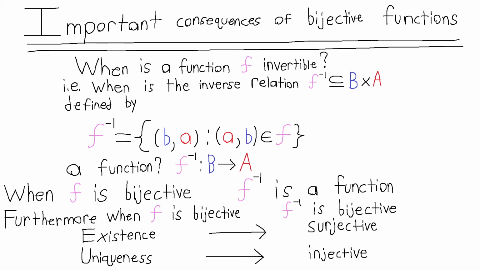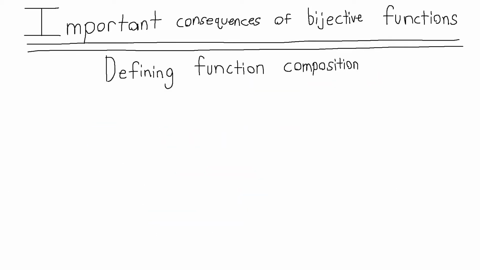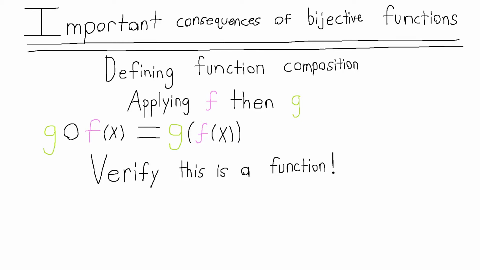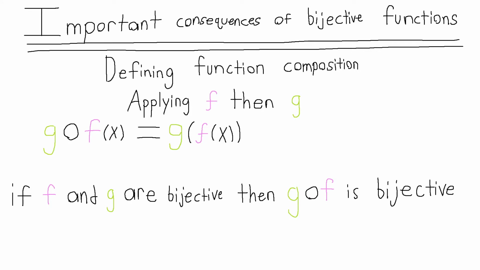Next, we're going to talk about function composition. Function composition is just the process of applying two functions in sequence. For example, applying a function f and then taking the result of that function and passing it on to another function g. We would express this in symbols by writing g circle f, which essentially means just passing f of x to g. Also, it might be a helpful exercise to verify that function composition is indeed a function, that it satisfies both the existence and uniqueness properties. An important property of function composition is that if both f and g are bijective, then this means that g of f is also bijective.